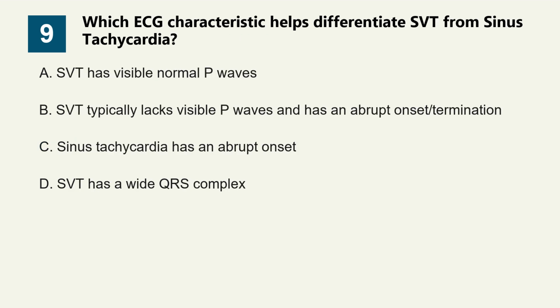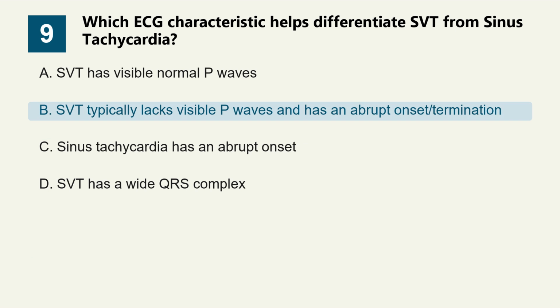Question 9. Which ECG characteristic helps differentiate SVT from sinus tachycardia? Option A. SVT has visible normal P waves. Option B. SVT typically lacks visible P waves and has an abrupt onset/termination. Option C. Sinus tachycardia has an abrupt onset. Option D. SVT has a wide QRS complex. The correct answer is option B.